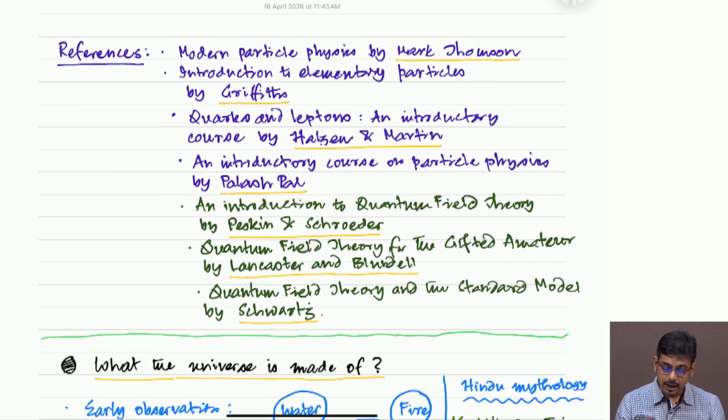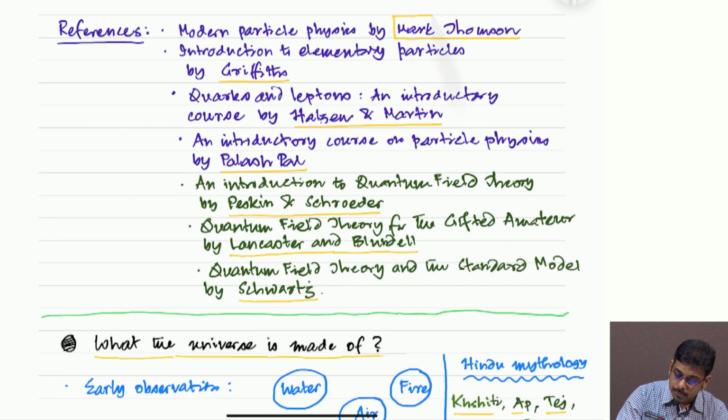The first reference that I quote is Modern Particle Physics by Mark Thompson. This is a very nice, recent book, and a bunch of my classes will follow this book. The next book is a very classic book, Introduction to Elementary Particles, by Griffiths, and once again there are beautiful chapters, some of which I am going to follow.